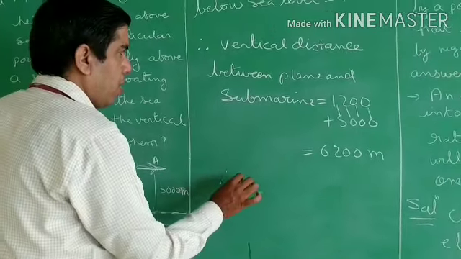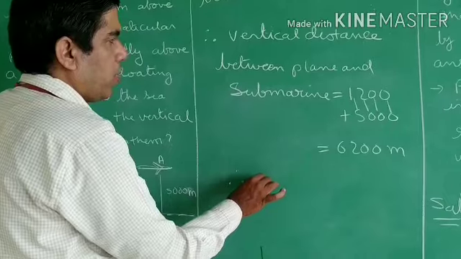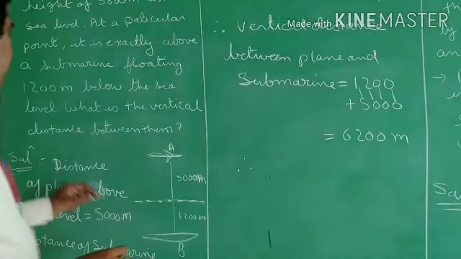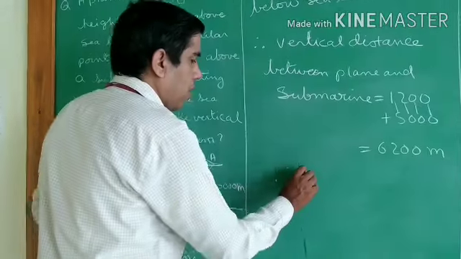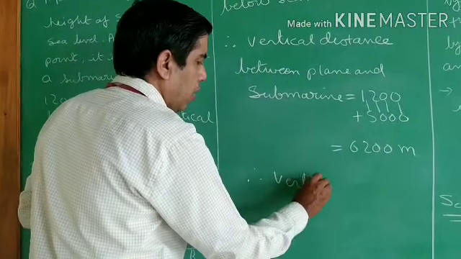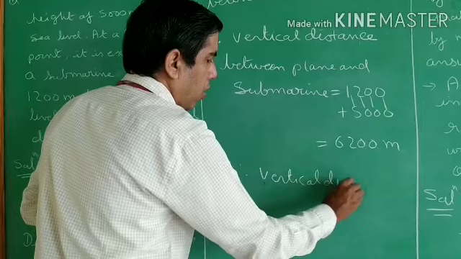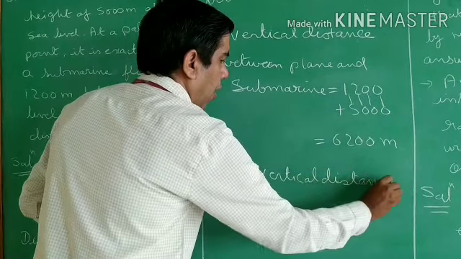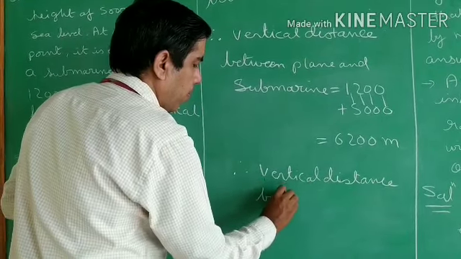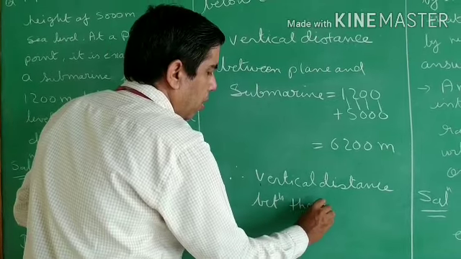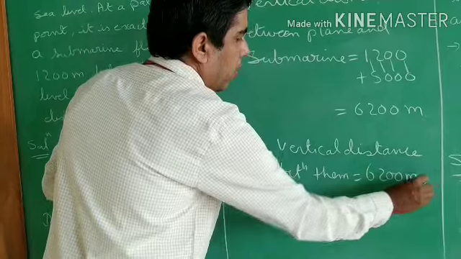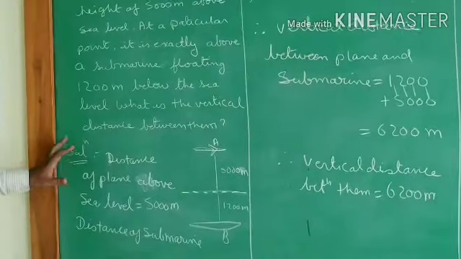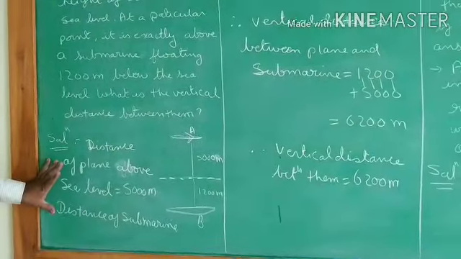So therefore, what is asked here? What is the vertical distance between them? Therefore, you can write the vertical distance between them equals 6,200 meters.